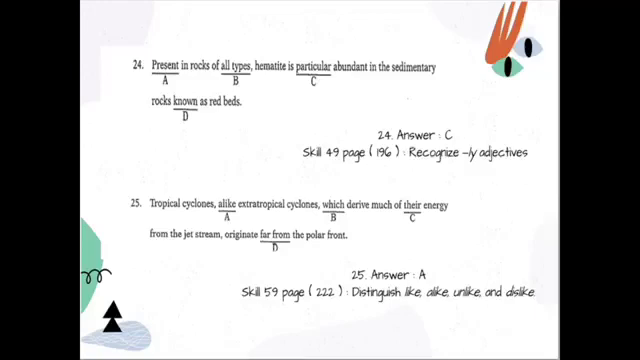Next, we are on the last test, number 25. The correct answer is A, alike, and the incorrect answer is like. Based on skill 58, page 222, distinguish like, alike, unlike, and dislike. Like, alike, unlike, and dislike are easily confused because they look so similar and have many different uses. There are several structures with like, alike, unlike, and dislike that you should be familiar with.